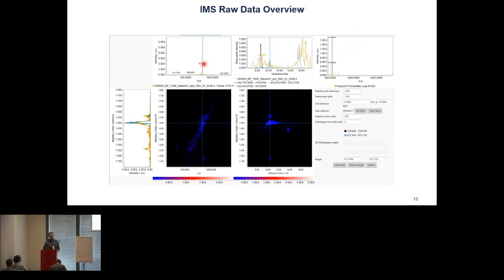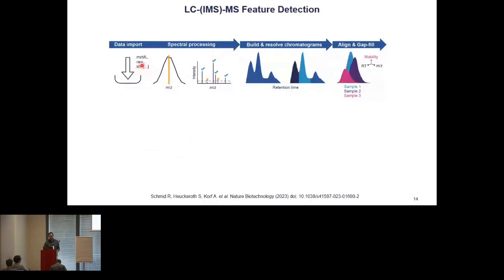Now, the next step is the processing of ion mobility data. So this is the basic feature detection pipeline in MZmine. We start with an algorithm called mass detection, where we find the individual ions in each spectrum. We remove the noise, the trace signals, and we build chromatograms for all the ions, and then we identify individual features within those chromatograms. And those features are then aligned across samples.